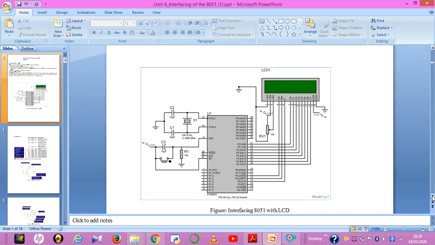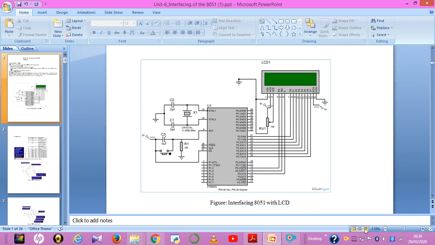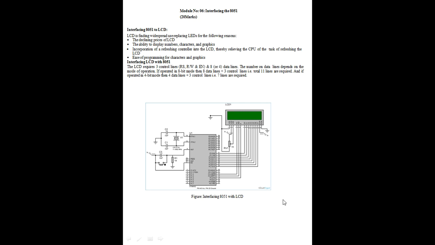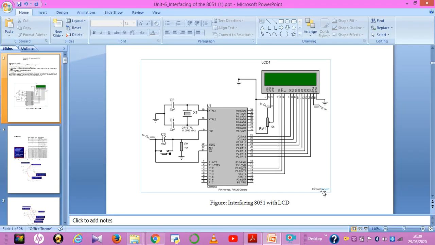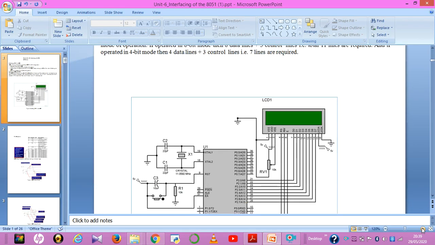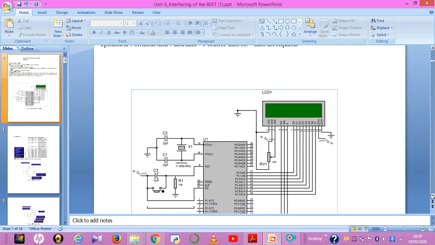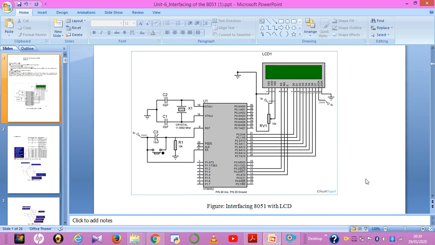Now we'll see how you are going to interface. So you can see here, this is interfacing with LCD. I will zoom so you can easily see. This is the way of interfacing LCD with 8051. And you can see the pin numbers, which pins are connected to the LCD, and on this side how the crystal is connected. This is the figure of interfacing 8051 with the LCD.